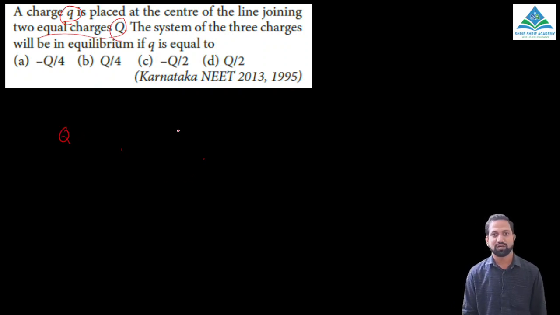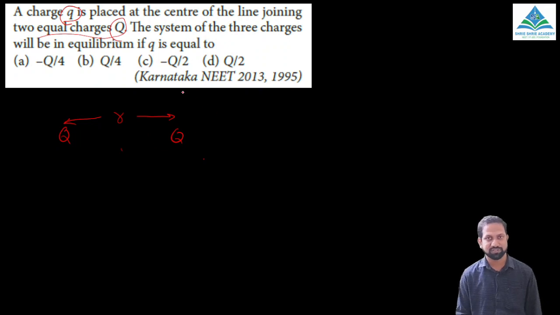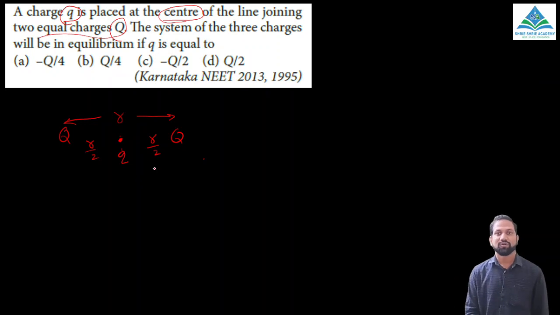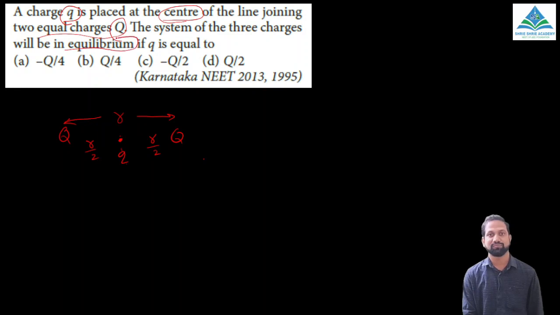Say capital Q and capital Q, two charges separated by r meters. Did they mention distance? Nothing mentioned, so let it be r. Now we are placing a small q charge at the center, as they have mentioned clearly. So at r by 2 we are placing this small q, that means this is r by 2, and this is also r by 2. By placing this small q at the center, our intention is to bring the system into equilibrium.